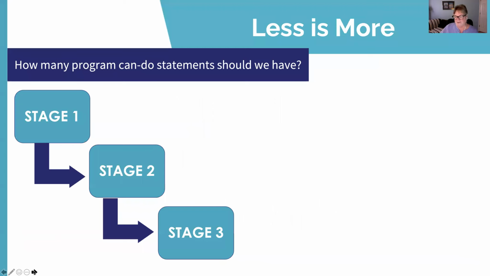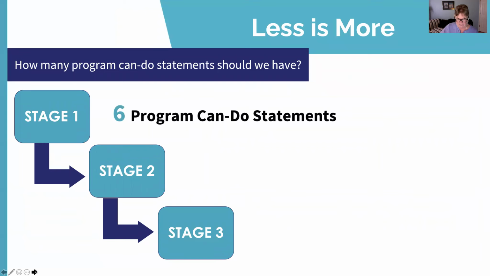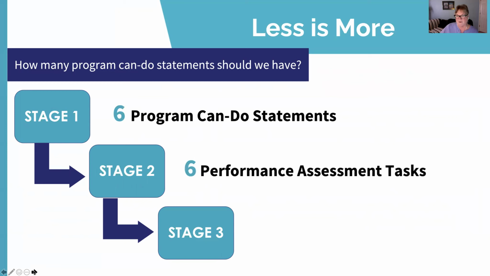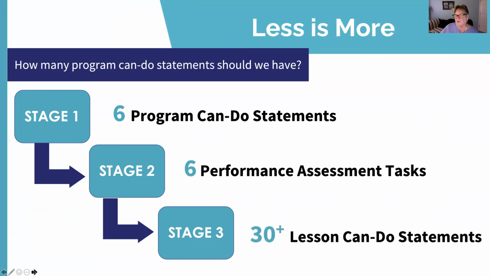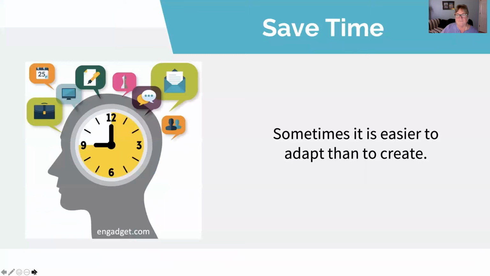We're constantly trying to remind programs of less is more. How many program can-do statements should we have? We do not have the right answer for you. We just want to remind you that if you write 6 program can-do statements, you will have 6 performance assessment tasks, and that will probably result in 30 or more lesson can-do statements. And if you watch the other session on being thoughtful about learning sequences, we talk about some of the complications of having that number of lesson can-do statements.